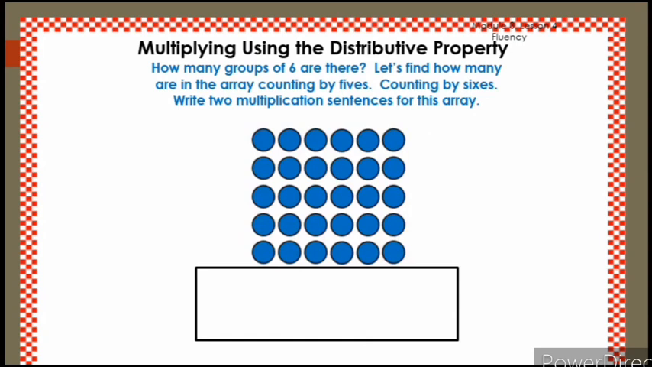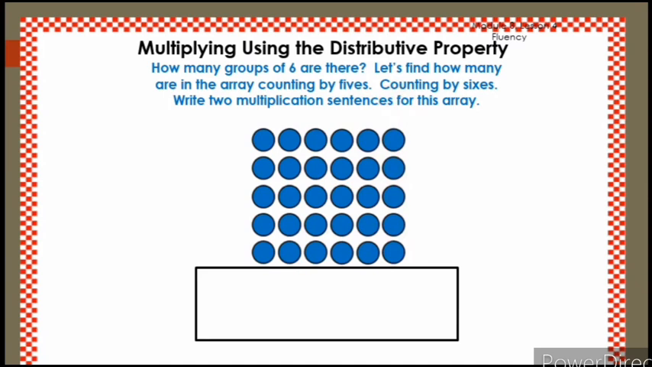I can also count in 5s. Counting in 5s is always easier for everyone. So I have my 5s here. I have 6 groups of 5. And if I'm counting in 5s, the total becomes very easy for me. So I have 5, 10, 15, 20, 25, and 30. Yes, that's how easy it is.